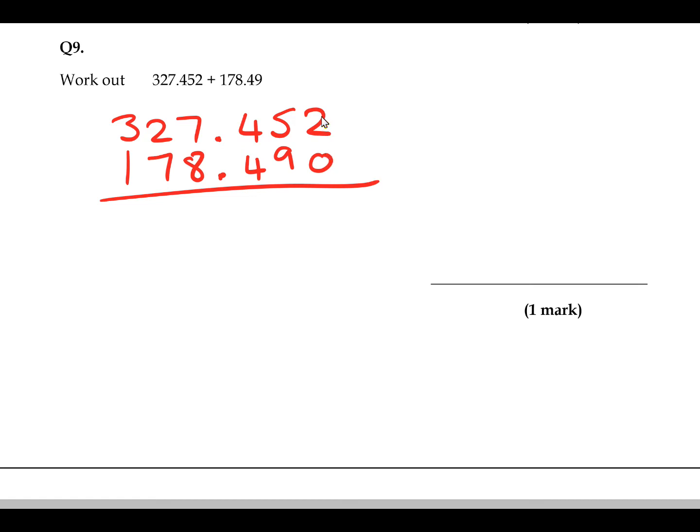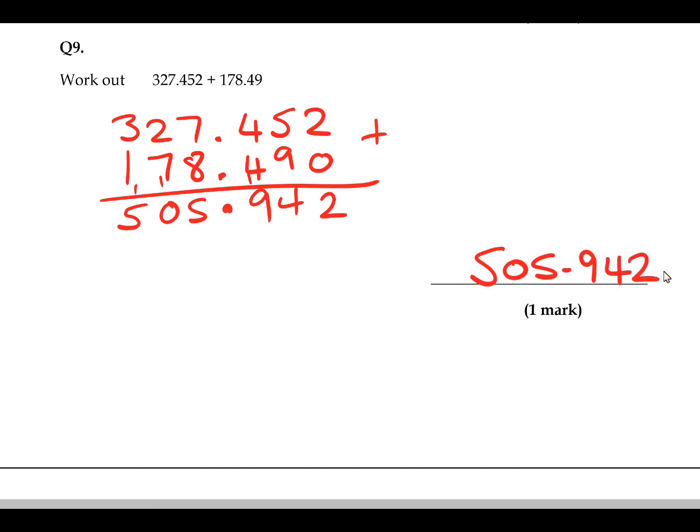Now, 0 and 2 is 2, because we're adding. 9 and 5 is 14. 4 and 4 is 8, plus the one we carried is 9. The decimal point goes in. 8 and 7 is 15. 7 and 2 is 9, plus the one we carried is 10. And 3 plus the 1 plus the one we carried is 5. So our answer on the answer line, 505.942 for 1 mark.